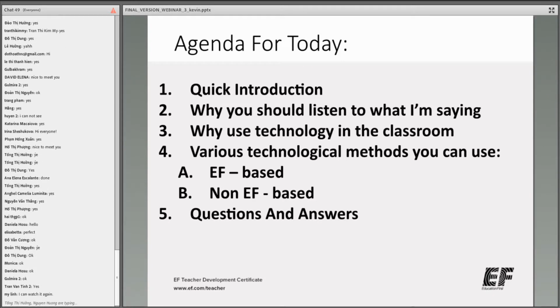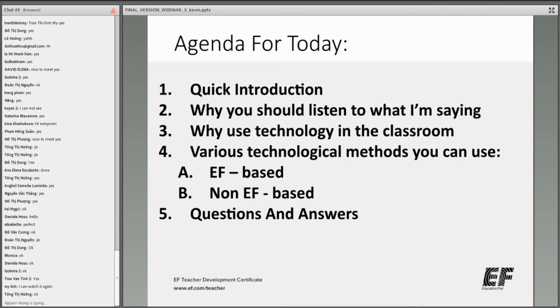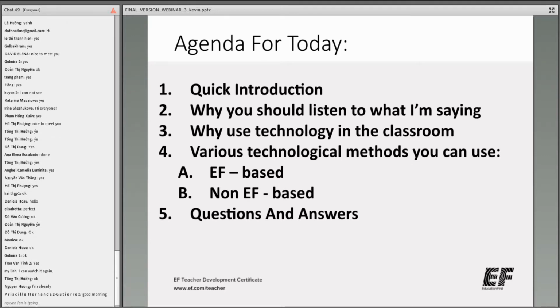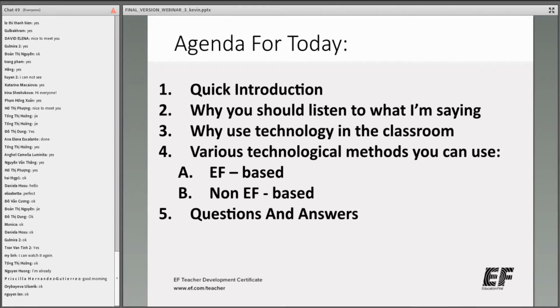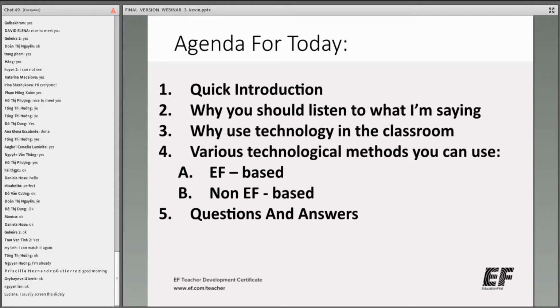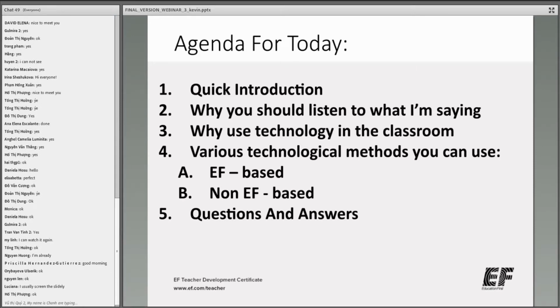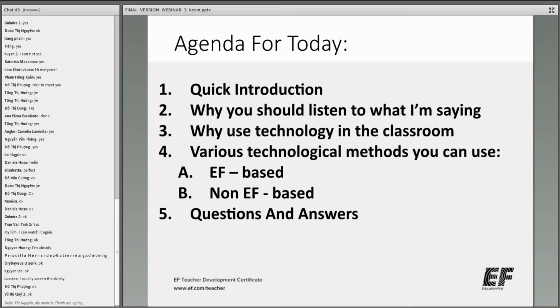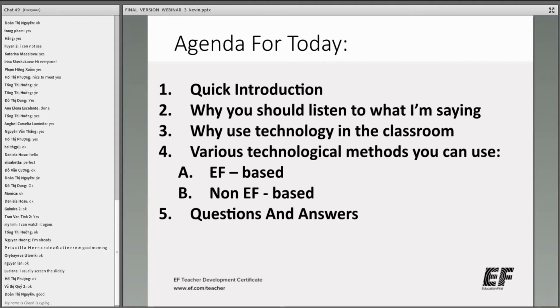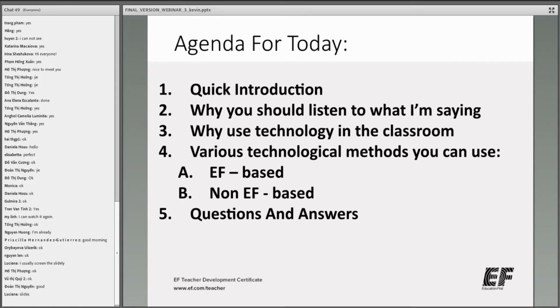This is the agenda for today. So, quick introduction. I'll explain briefly about who I am and what I do here at EF. Number two, why you should listen to what I'm saying. Number three, the why. Why use technology in the classroom? Number four, various technological methods that you can use in your classroom, whether you are an EF teacher or not. So I'm going to be going over some EF-based solutions and some non-EF based solutions. And finally, there will be a question and answers session.